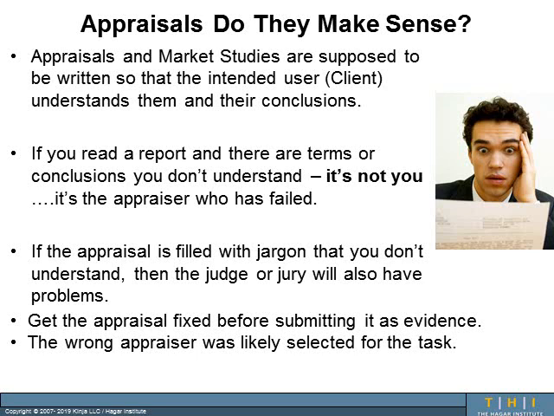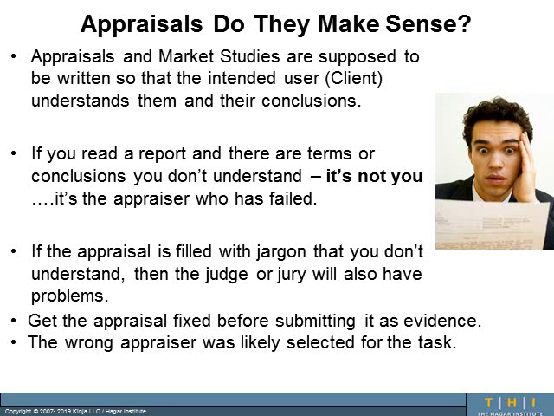Now, another thing you should do is no matter what, whether it's a form appraisal, narrative, or a market study, you need to read it. These things are supposed to be written in such a way that the client can understand them and their conclusions. If you get a report from an appraiser and there are terms and conclusions and a lot of jargon that's in there and you don't understand it, that is not your failure. That is the appraiser who has failed you.